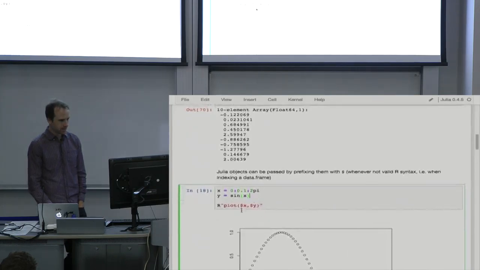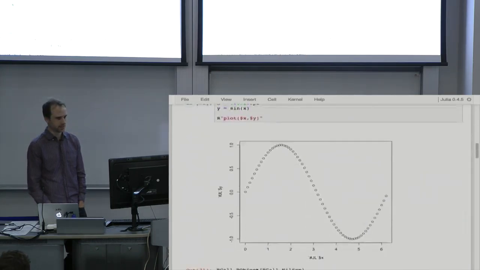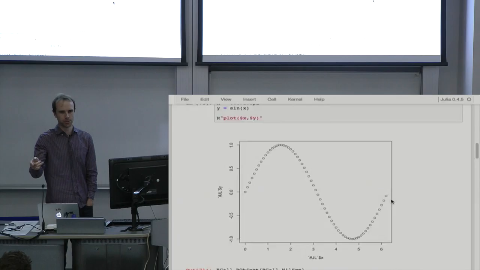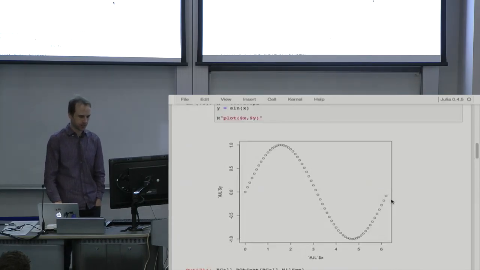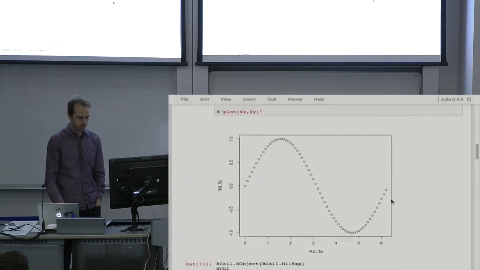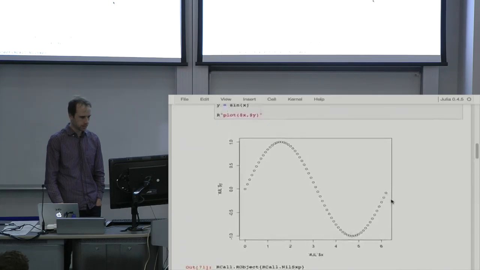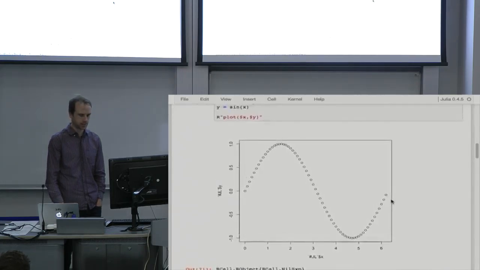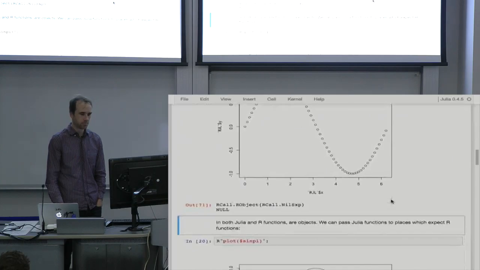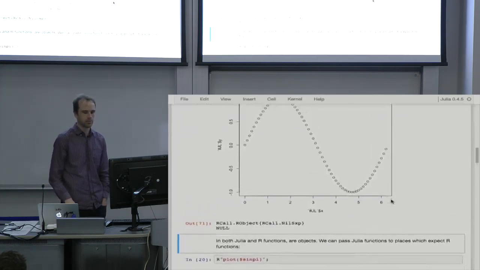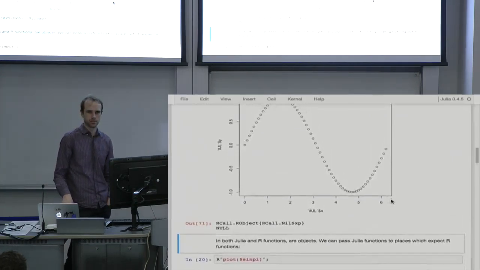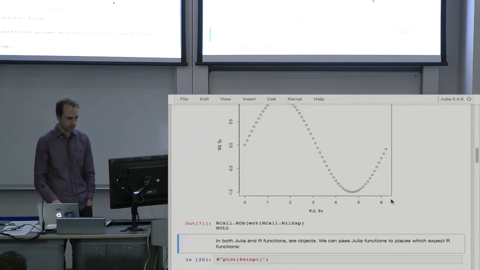So here we're calling the R plot function on two Julia objects, and we get the plotted vector back. Again, this is calling the R plot function on two Julia vectors and then giving you the plot back into Julia, well, in this case, the Jupyter notebook. OK, so that works for vectors. But in both Julia and R, functions are themselves objects, so we can also pass functions backwards and forwards.